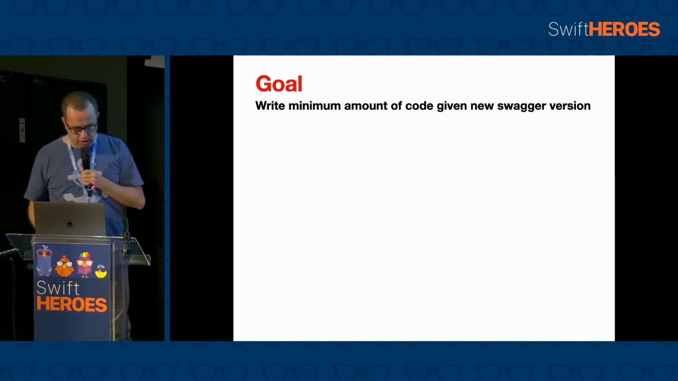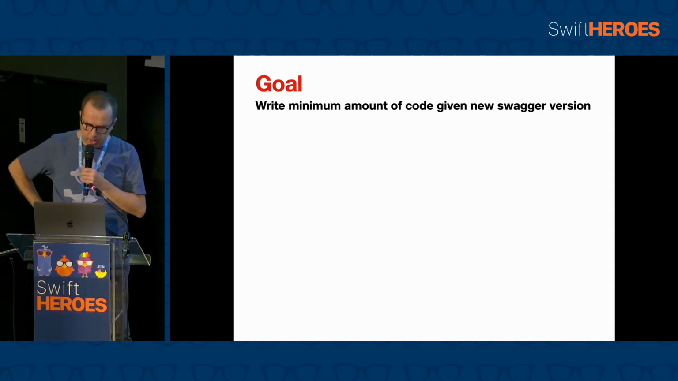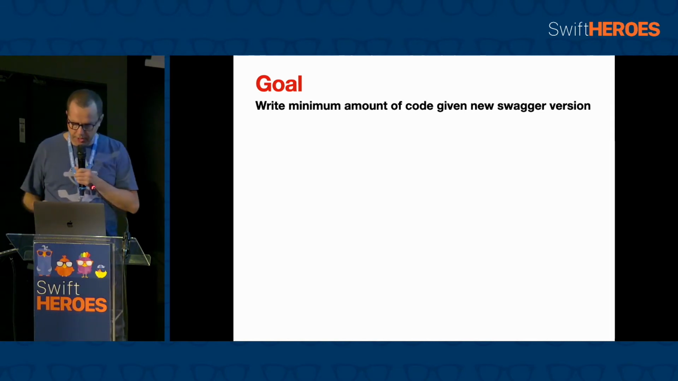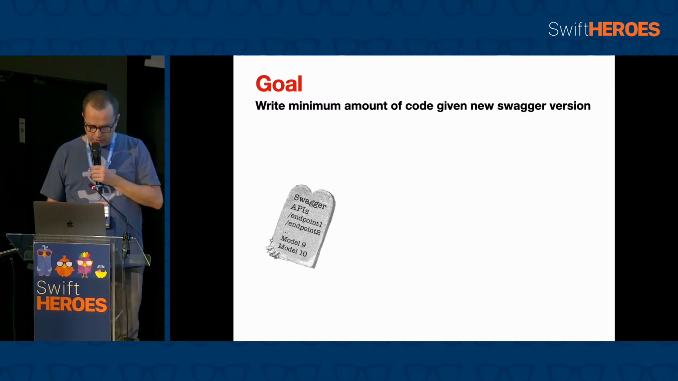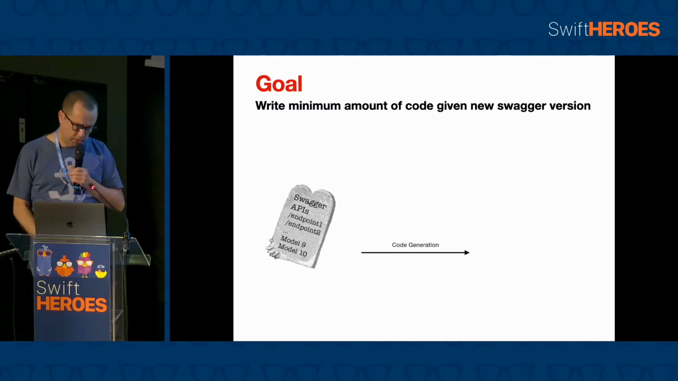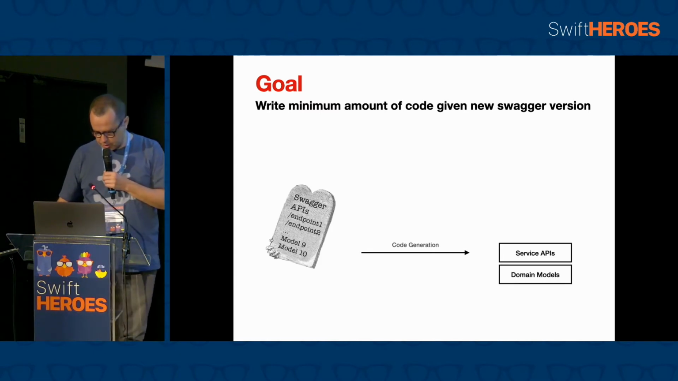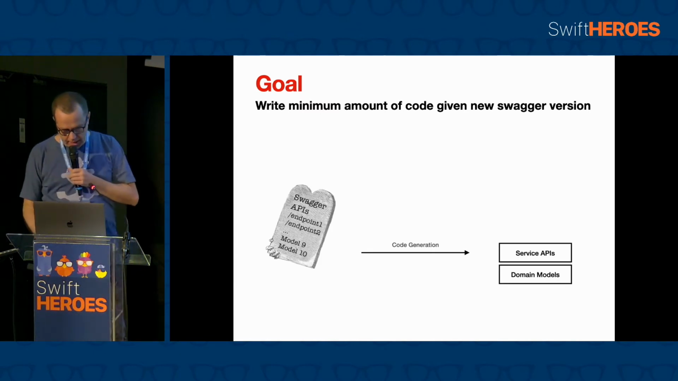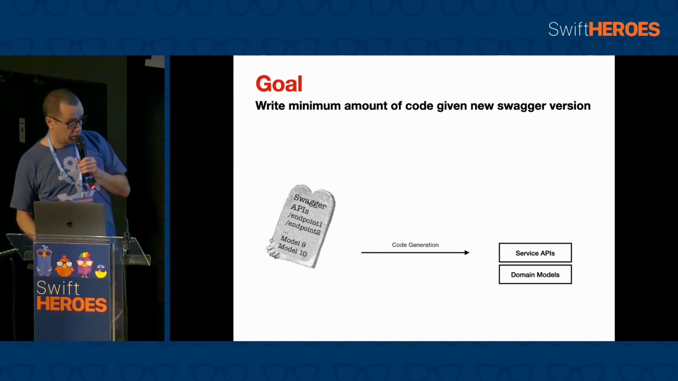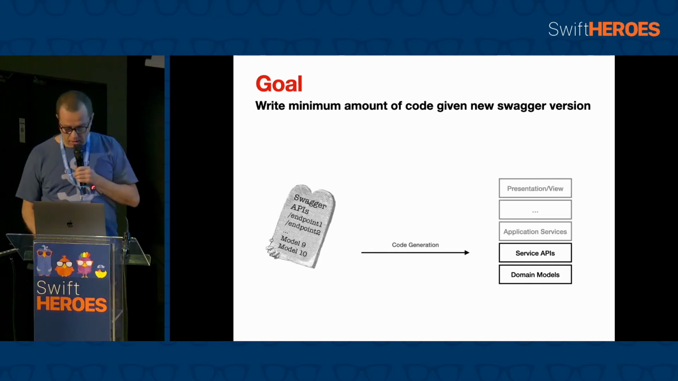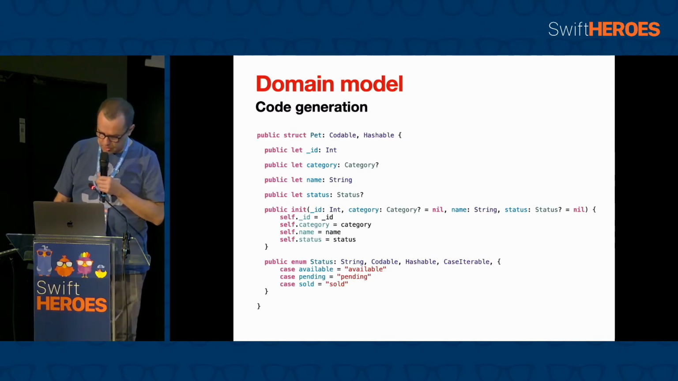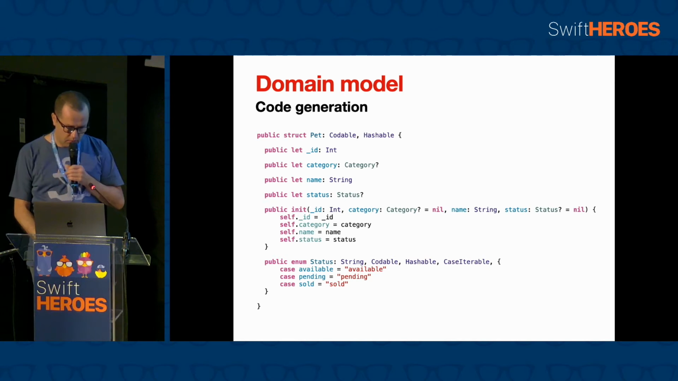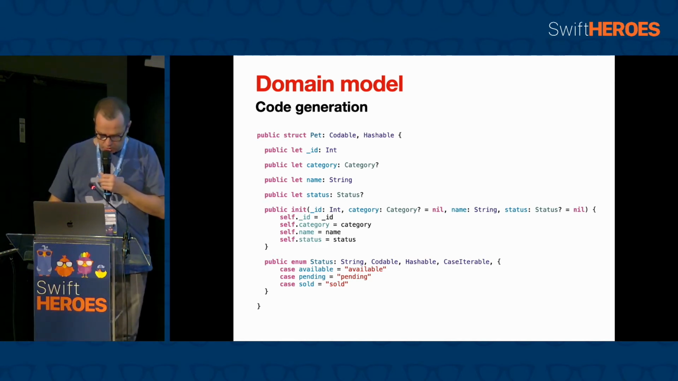One of our goals is to write the minimum amount of code given a new Swagger version, so a new user story. From the Swagger file, we start the process of code generation, and we generate classes and artifacts belonging to these two layers, the other ones remaining unchanged. Here we have an example. It's a pet. Alex will show you a pet mobile application.